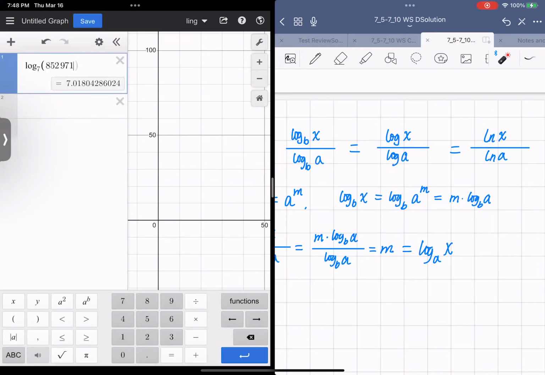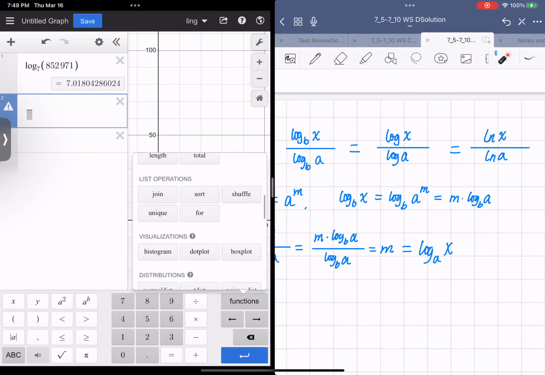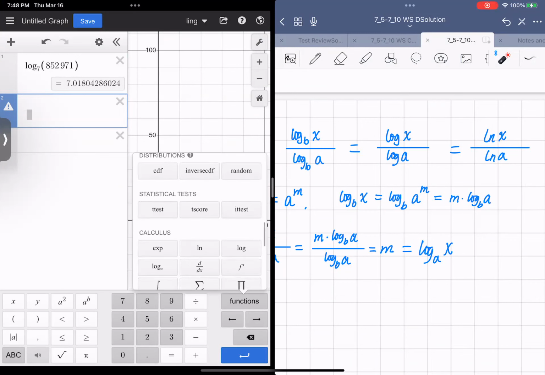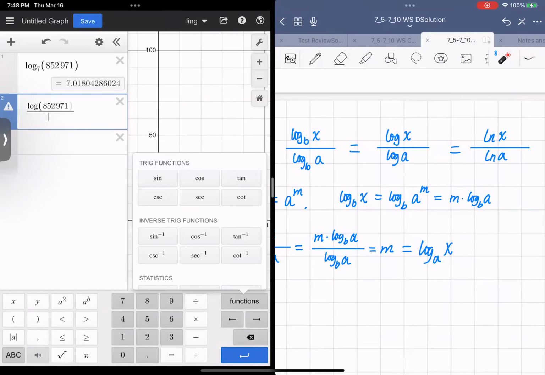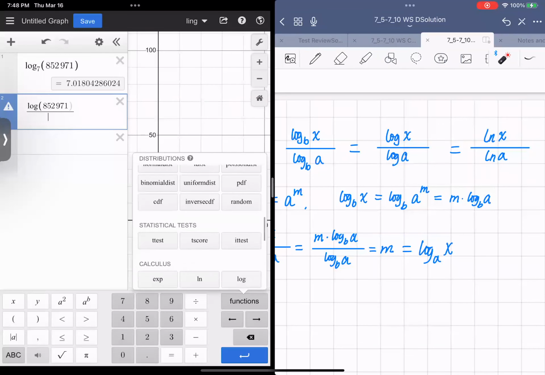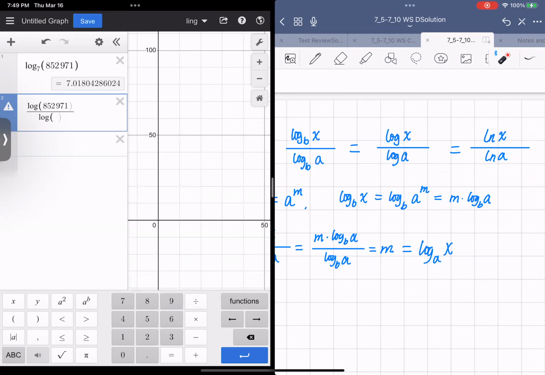This is the answer. Based on this base change rule, I can change the log to log base 10. So I'm going to use 852,971 over log base 10 of 7. You see, this is exactly the same answer.